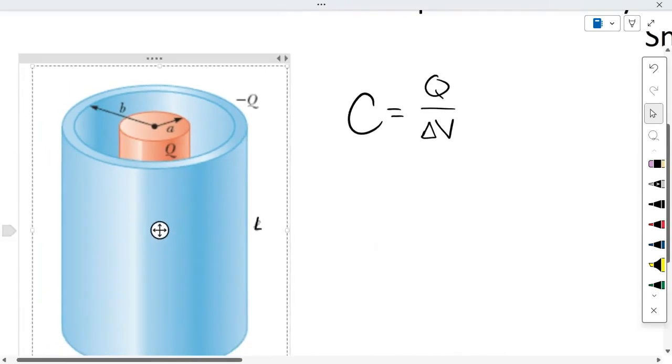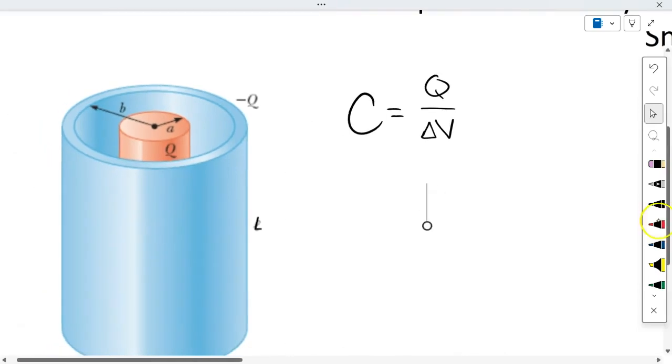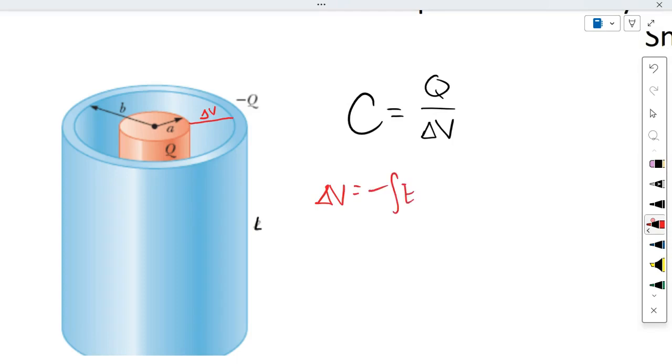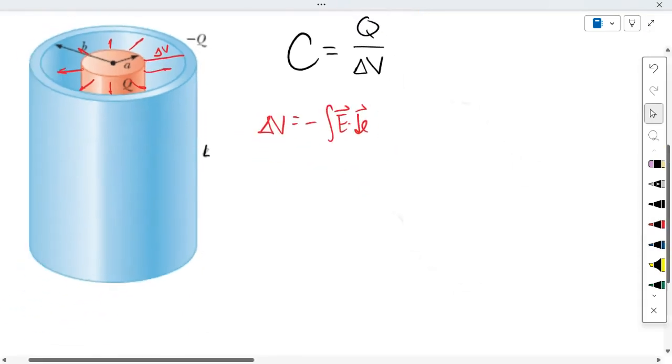All right, so what we need to find is the delta V from this location to that location. And that delta V, definitionally, is the integral of E dL. So what that means is we need to find the electric field created by this charge configuration. I'm sketching that as field lines pointing away from that inner cylinder. And we're inside that outer negative cylinder, so the outside cylinder doesn't create a field in there. So we have to find that field, and the way we do that is via Gauss's law.